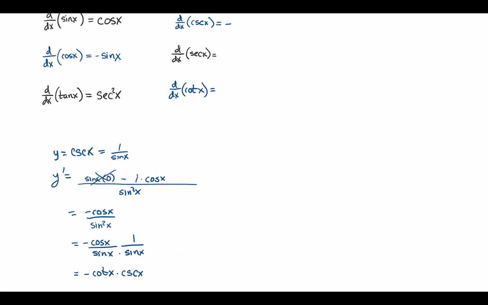We'll pop that up here. There's our next one. I'll write it as negative cosecant of x cotangent of x. That's typically the way my brain sees it. Same thing. Multiplication is commutative. Okay, on to the next. Now we're going to do secant. So we're going to look at y is equal to secant of x, but that's the same thing as 1 over cosine of x.